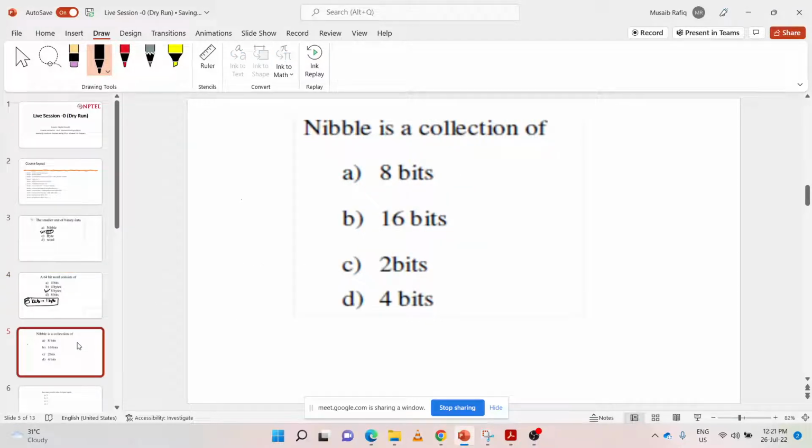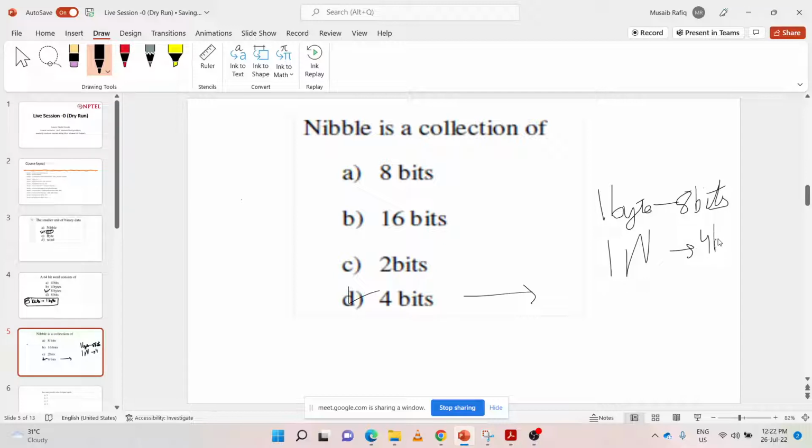Now we have this question: what is a nibble? A nibble is a collection of what? This is more of a theoretical question. A nibble is another unit of storage of information or data. A nibble is simply a collection of 4 bits. We sometimes call it a half byte, as 1 byte is 8 bits. So 1 nibble is equal to 4 bits, and we can say that a nibble is a half byte.